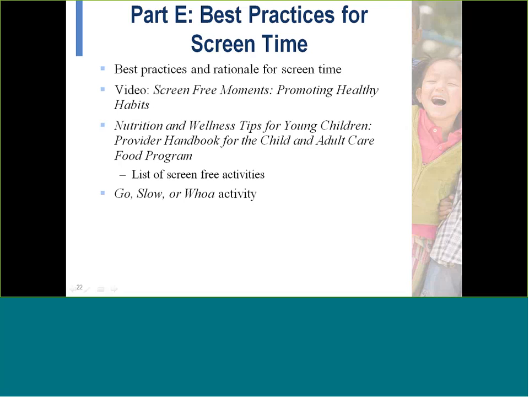So following the Go Slow or WOW chart, you can find that in your implementation guide. You can see there a chart, and you'll read each statement, and the participants should either run in place if the statement is recommended, walk slowly in place if the statement calls to limit a practice, or stand still if the practice is not recommended. Again, that activity can be found in your implementation guide.